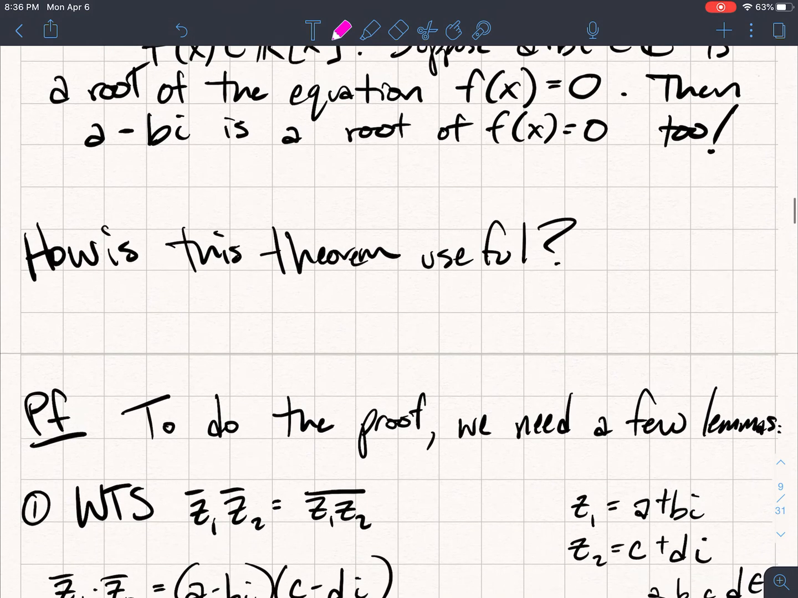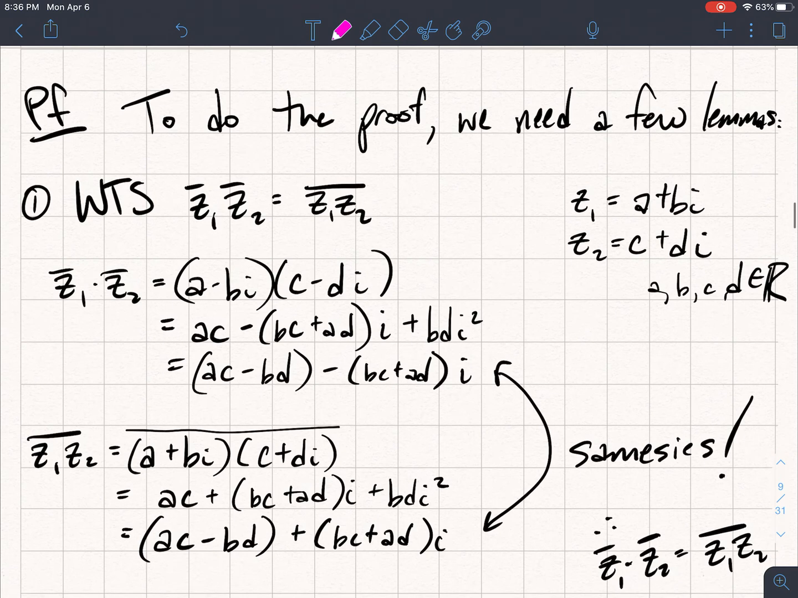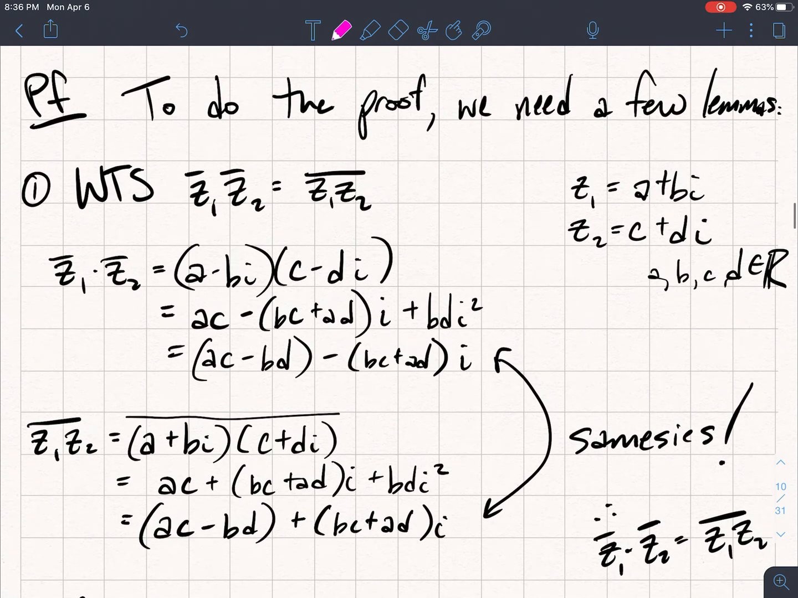To prove this theorem, we need a few lemmas. The first lemma, lemma 1, tells us that if I take the conjugate of two different complex numbers and multiply them, I get the same result as if I multiply them first and then take the conjugate. That's what that bar on top means. So I'm going to let z1 be the complex number a plus bi, and z2 is going to be the complex number c plus di. a, b, c, and d are all real numbers.